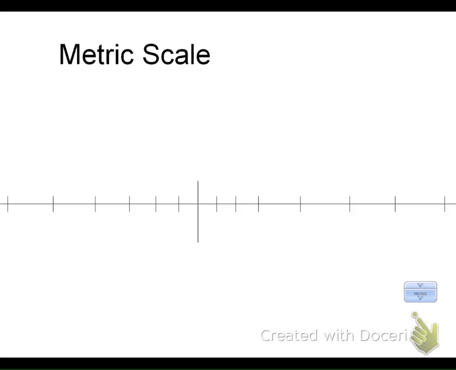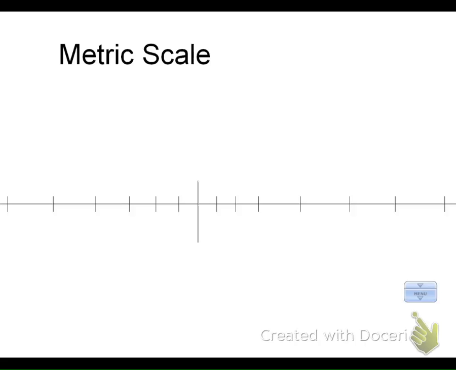Okay, now let's talk about the metric scale. I want to walk you through a visualization of the metric scale that I have. It may look a little different to you as you're sitting here staring at this number line. In middle school, you might have learned a method that involved a staircase. That method is perfectly fine. It works. I don't have a problem with it.